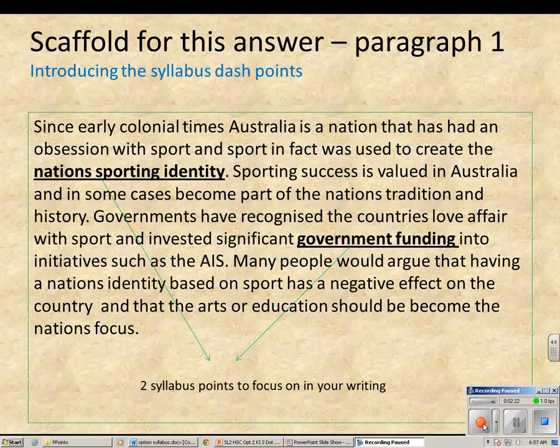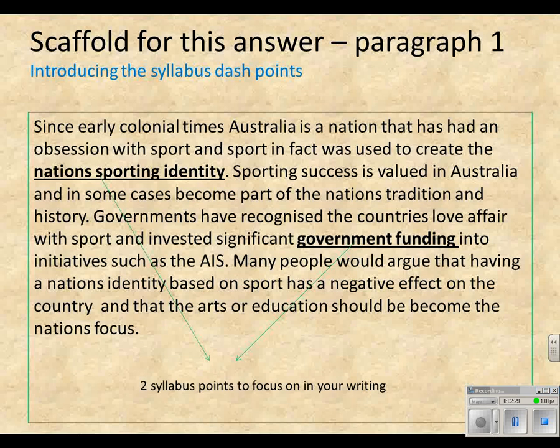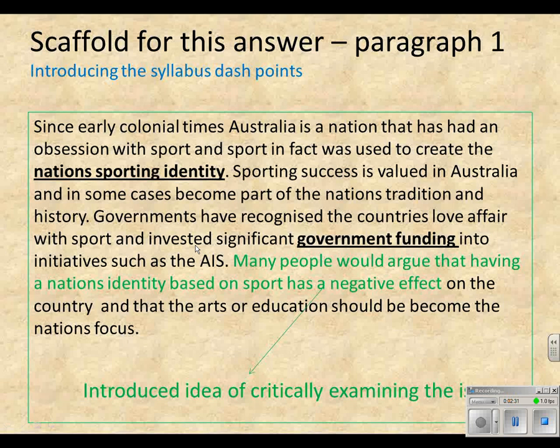So just to show that, there are my two syllabus dash points that I've bold and underlined, and also in green down the bottom here where I've introduced my idea of critically examining the issue. You should probably just pause the video at this point and just read my opening paragraph and see how I've attempted to set up this question.